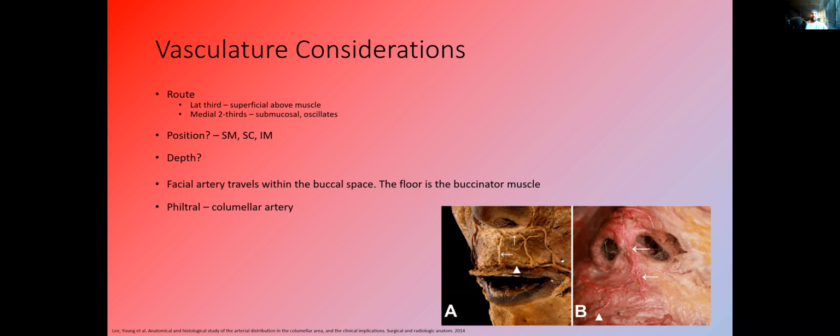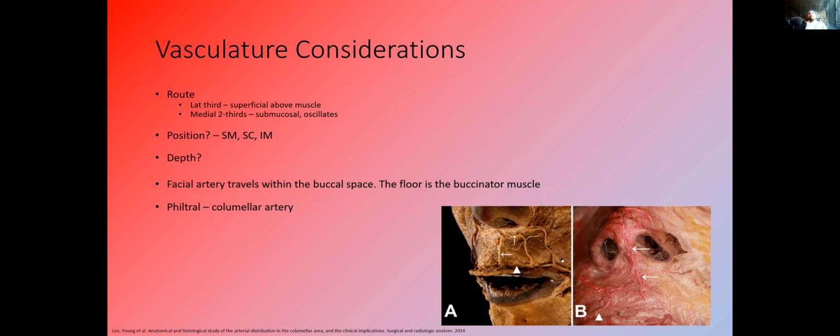And one of the branches, especially for the top lip, is the superior labii artery. As soon as it branches off the facial artery, the lateral third is above the muscle. And then it goes beneath the muscle and weaves in and out in the medial two thirds of it. So that's very important to know.